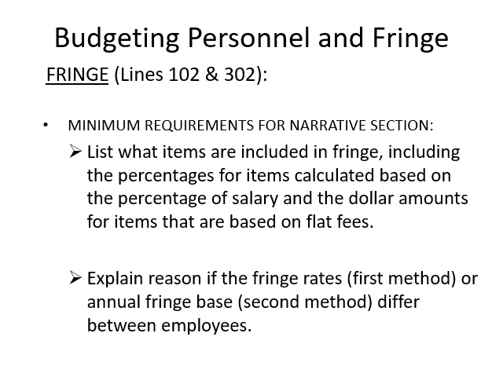And as far as the minimum requirements for the narrative section, for this particular budget category, you need to list what items are included in the fringe. You need to include the percentages for items calculated based on the percentage of salary and the dollar amounts for items that are based on flat rates. You need to explain the reason if the fringe rates, if you're using the first method, or annual fringe base, the second method, differ between employees.